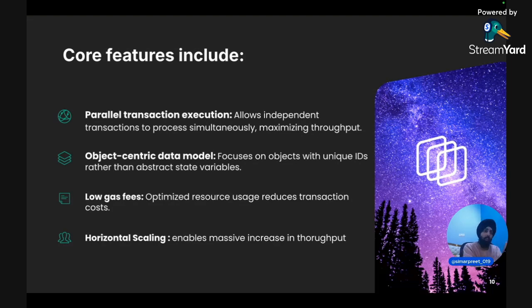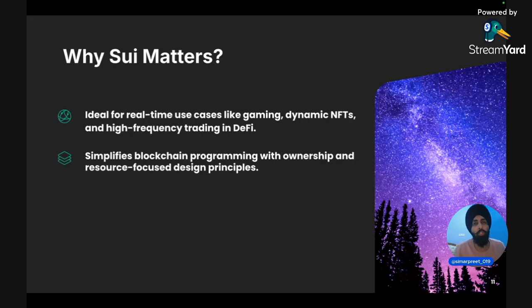Sui and Aptos forked from Move. They have their own implementations of the Move language, but Sui Move has focused more on an object-centric data model. Every object has a unique ID, rather than the abstract state variables that we see in Solidity and other languages. Also, low gas fees, optimized resource usage, and reduced transaction costs, as well as horizontal scaling, are available on Sui. How so? Because they utilize directed acyclic graphs. Other things are also there, but these are the things I researched in the meantime.